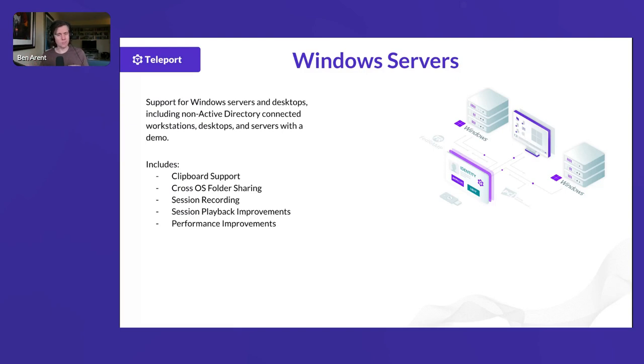This could be one workstation in a factory somewhere, or one isolated server on EC2 which you use for managing certain jobs. So for people who don't even have a full Active Directory domain controller, you can use Teleport Server Access. Some of the features I'll go over: we have clipboard support, cross-OS folder sharing, session recording, and we've also made some improvements to session playback and performance.